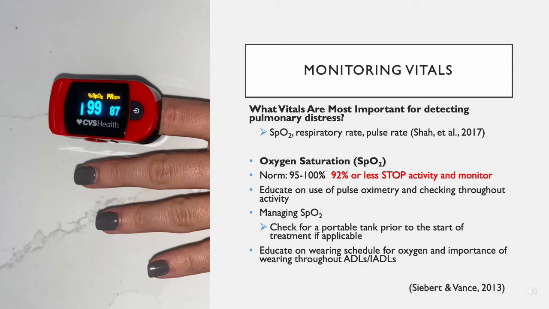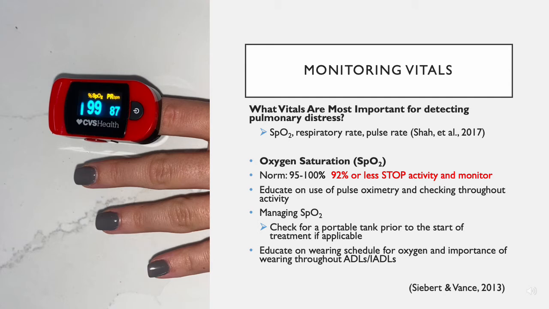Also, with this population, you would want to educate on the use of the pulse oximeter. That is a picture of it on the left there. That is my personal one. I always advocated for patients to get their own if they didn't have it, and educated them on the importance of checking their oxygen saturation throughout activity, and if they're feeling any shortness of breath. I did this a lot throughout treatment, and managing O2.